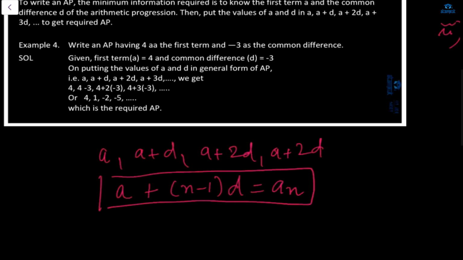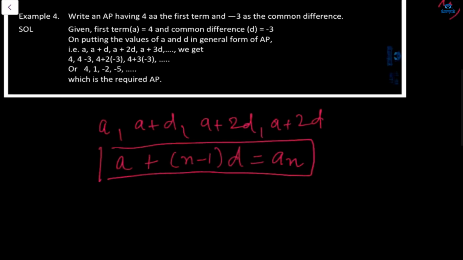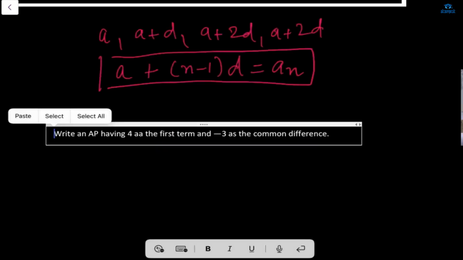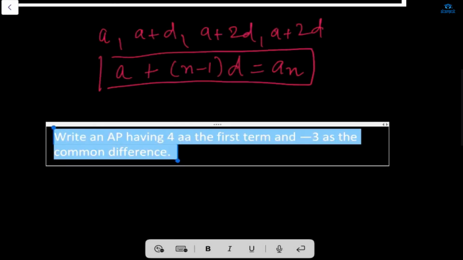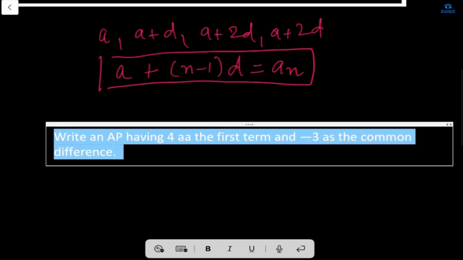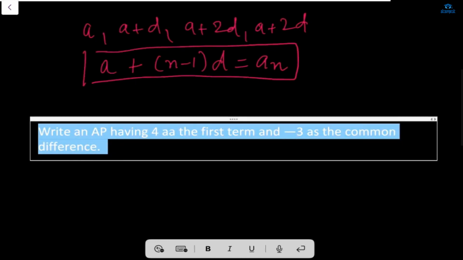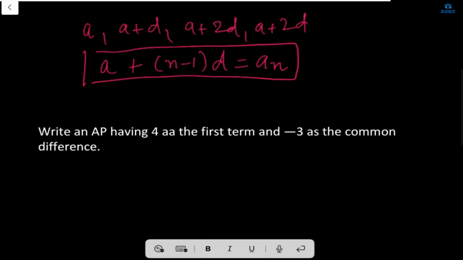Write an AP having 4 as the first term and minus 3 as the common difference. This is not double A, this is as. Now what you have to do is write an AP which is having 4 as the first term and minus 3 as the common difference. So write at least 10 terms. 4 is the first term.